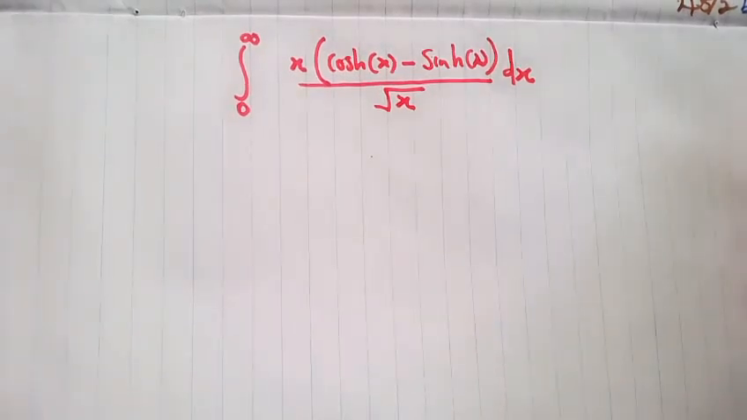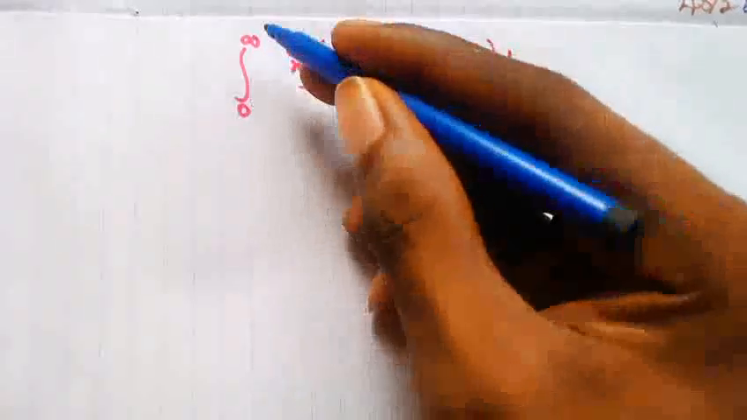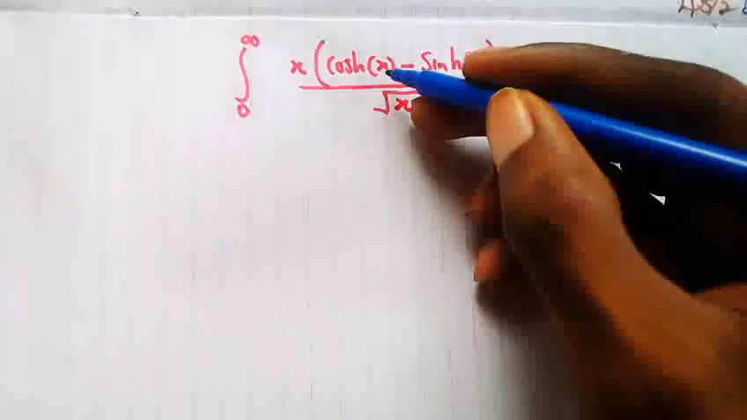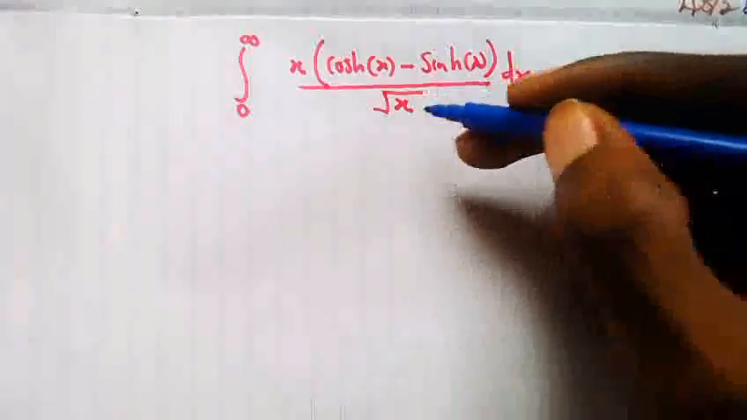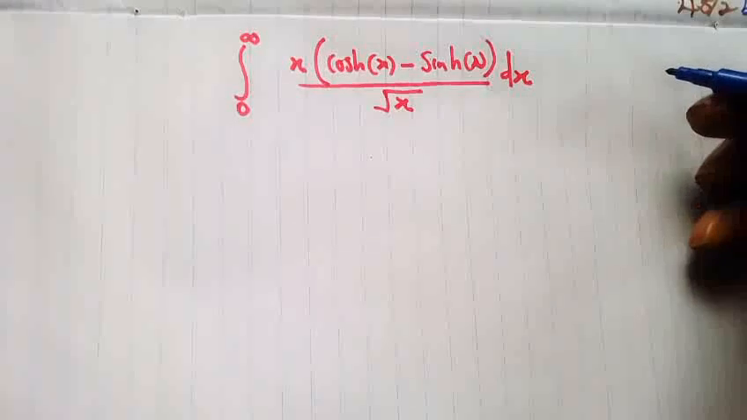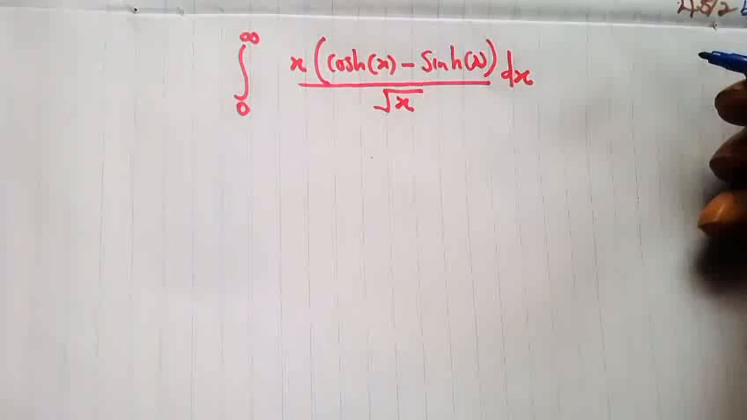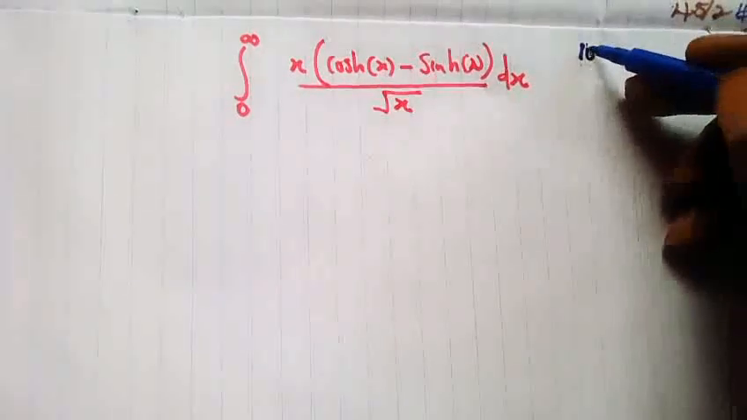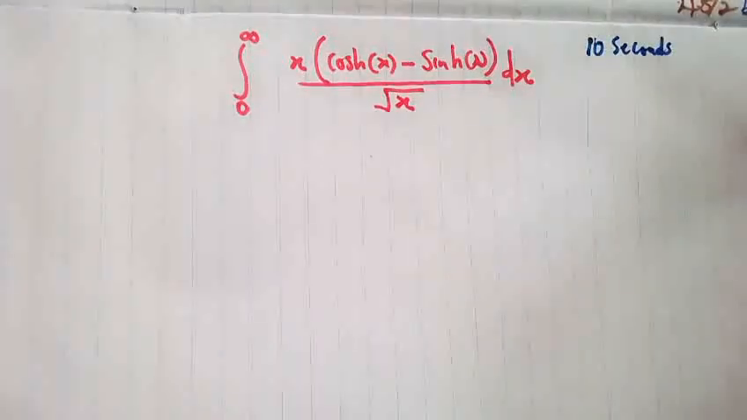Today we have the following problem. Integral as x goes from 0 to infinity of x times the hyperbolic cosine of x minus the hyperbolic sine of x, all over square root of x, dx. Wow, this question at a glance looks like it's going to be difficult, but not really difficult at all. This problem can be solved within 10 seconds.